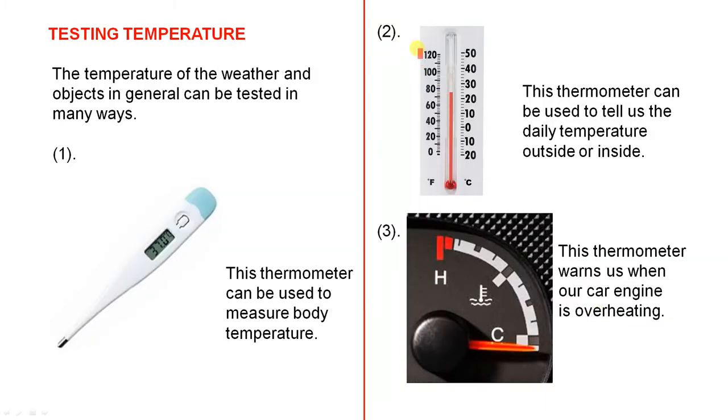Testing temperature. The temperature of the weather and objects in general can be tested in many ways. This thermometer can be used to measure body temperature. It's a very common one. Just put it in your mouth and it'll tell you the temperature of your body. This thermometer can be used to tell us the daily temperature outside or inside. And you have two scales there. This thermometer warns us when our car engine is overheating.